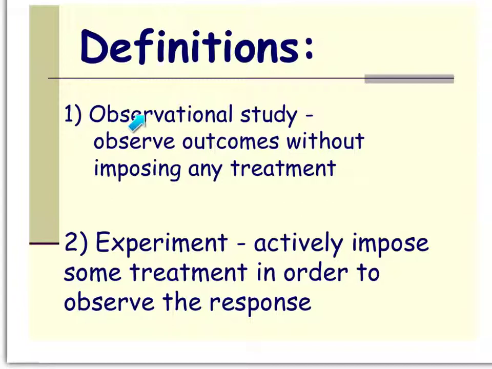First is observational study. It's where we observe the outcomes without imposing any type of treatment on the subjects that we're studying. So just without any treatment, we just observe what's happening in an environment. And the opposite of this would be an experiment. An experiment is where we actively impose some kind of treatment in order to observe the response that happens in that environment. So in an experiment, you do have a treatment. In an observational study, you do not impose a treatment.